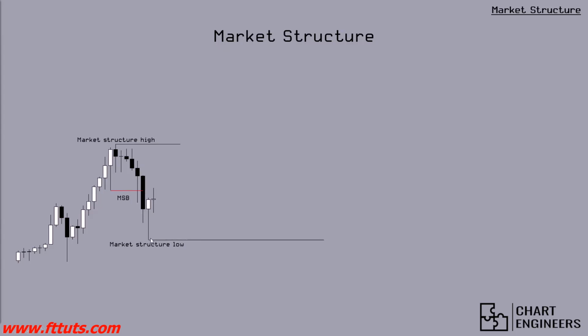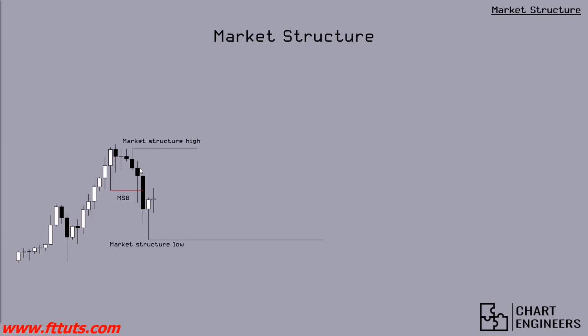And then to get our new market structure high, we would look for the swing high that created this swing low. So if we go left, it's simply going to be this here, as this wick is higher than the one on the left and the one on the right. So this swing high is our new market structure high.